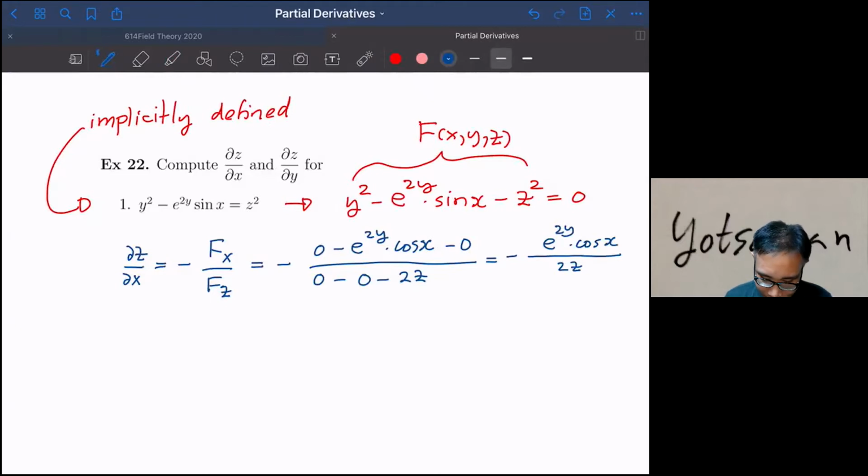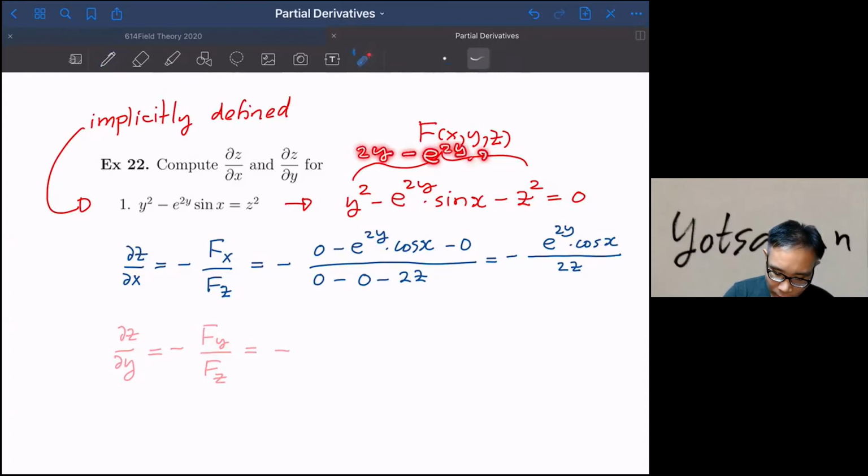Pretty easy actually. The next one, you need dz/dy. The formula will be negative Fy over Fz, and Fy will be, you differentiate this guy with respect to y, you would get 2y e to the 2y times 2 sine x and 0. So that will be your partial derivative. It's going to be 2y e to the 2y times 2 times sine x, and you have minus 0.